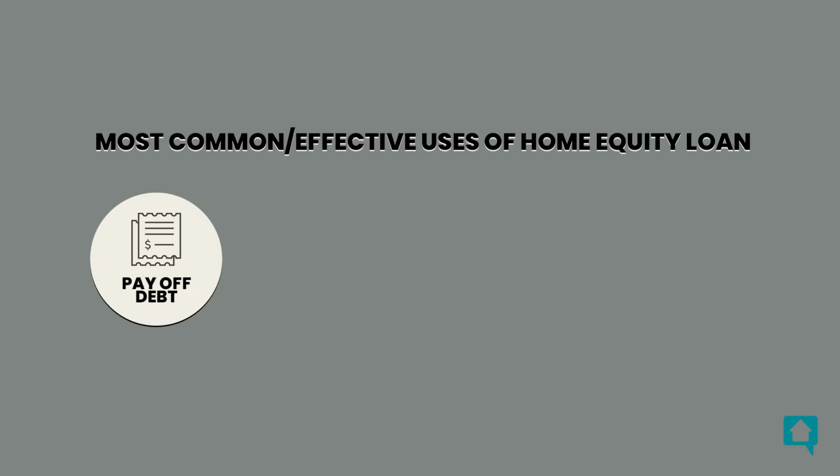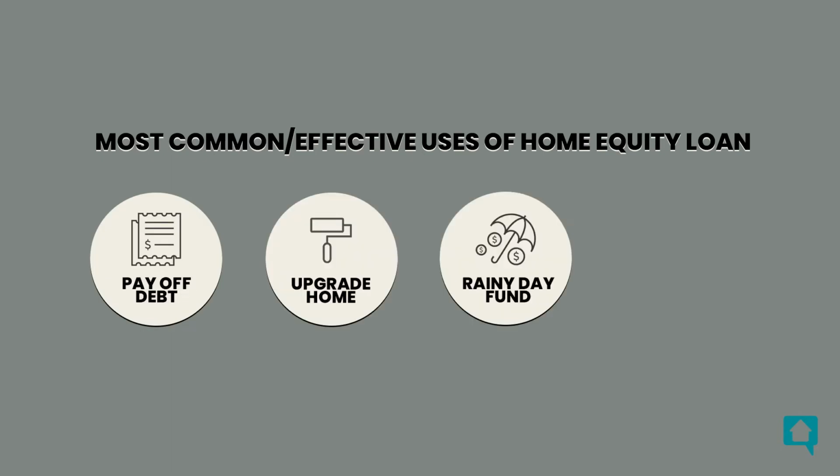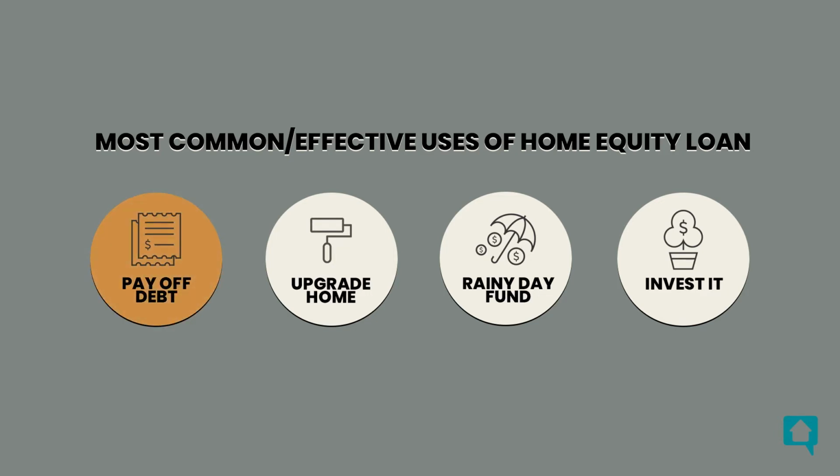Pay off debt, upgrade your home, put away for a rainy day, and if you want to get into advanced calculus, take that money and use it to make more money. So, should I or how do I pay off debt with my home equity? Why should you use debt to pay off debt? Didn't mom and dad tell you that that was a bad idea?